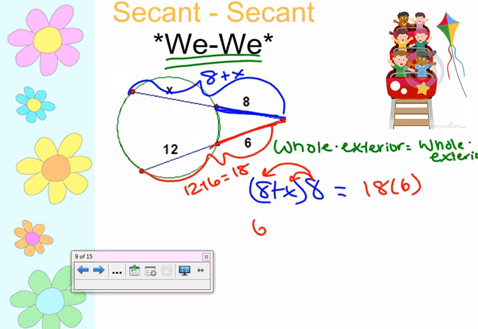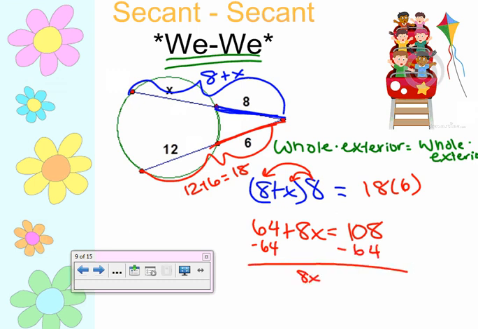So again, we have to make sure we're distributing the 8. So we will have 64 plus 8x equals 18 times 6, which gives us an answer of 108. Solving for x, we're going to subtract 64 from both sides. So we get 8x to equal 44. And we're going to divide by 8. So here, x equals 5.5. Okay, it is okay to get a decimal. That is fine.